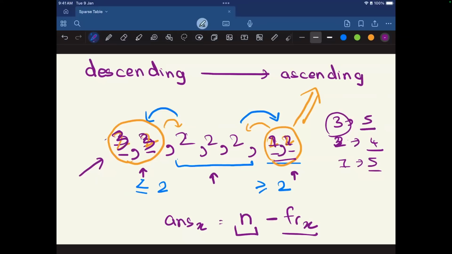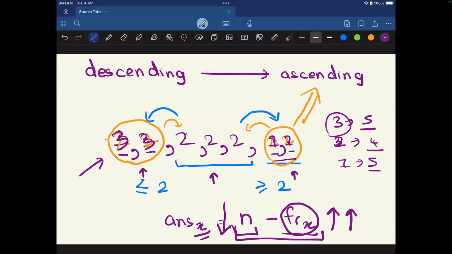So we can say that we are going to pick x such that the frequency is as high as possible, because if we make frequency as high as possible, n minus frequency is going to be as low as possible. Is this clear for everyone, guys? Yes.